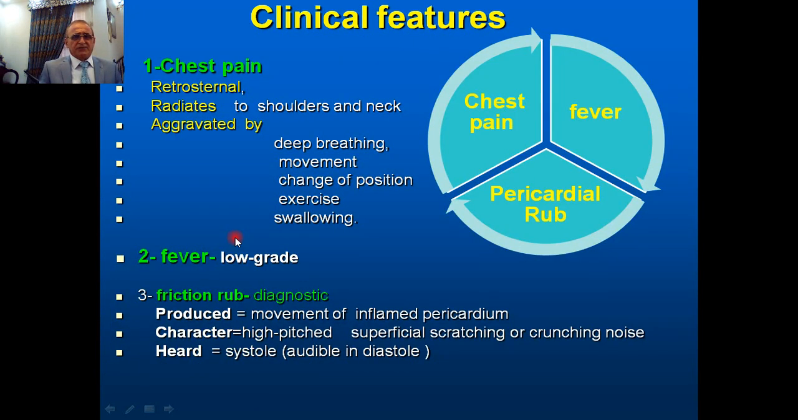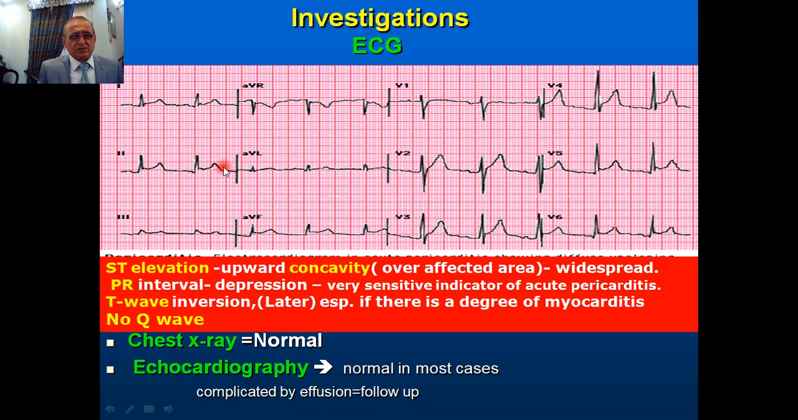So the features of pericarditis are chest pain, fever, and friction rub, or pericardial rub. Now, what investigation confirms pericarditis? The best investigation is the ECG. We can do a chest X-ray, but this is usually normal, just to compare to pericardial effusion. Echocardiography again is normal unless complicated by effusion.